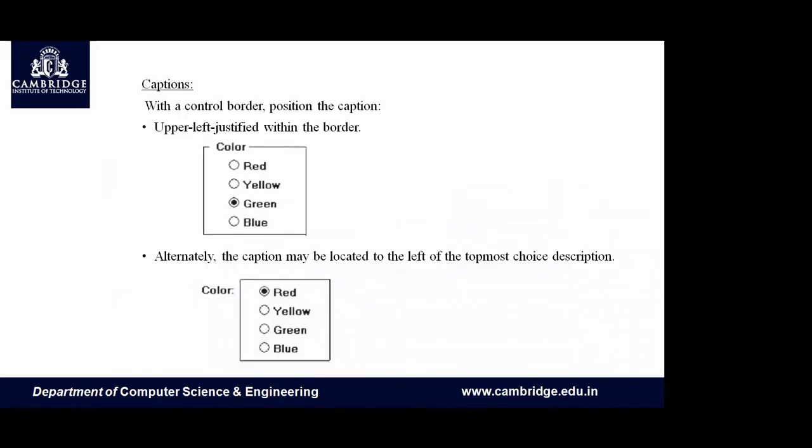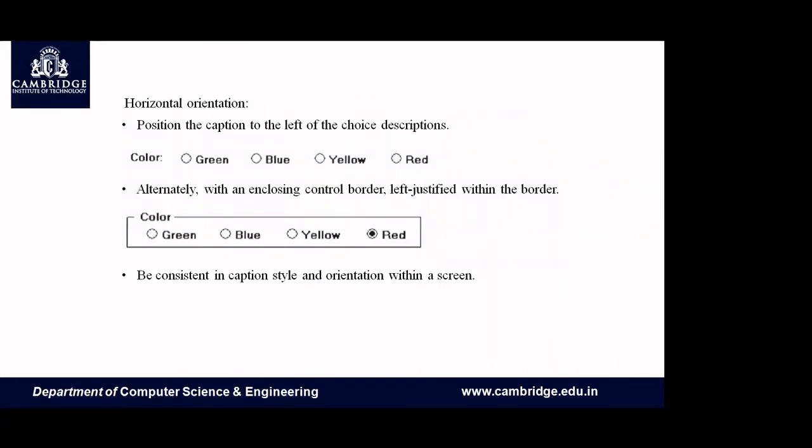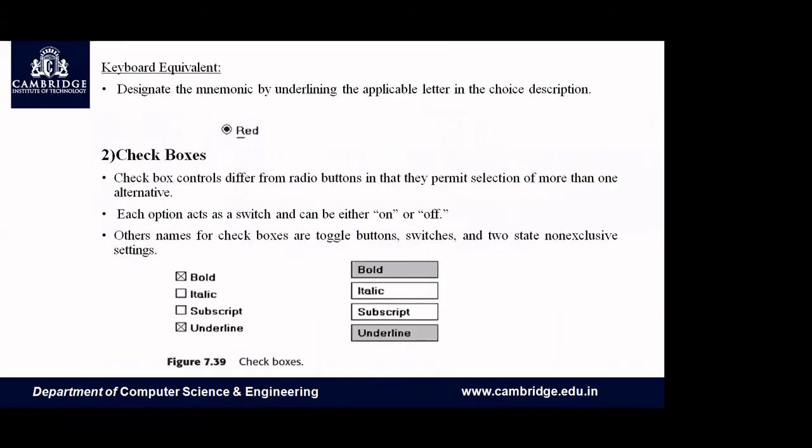Radio buttons become more flexible and more user-friendly with the help of captions. A caption is also called a description. We can give the description upper left justified or at the topmost of the border. If you give a caption, it becomes very easy for the user, as it tells what list is given below. Horizontal orientation, as I told, gives the best use of user space. Then the keyboard equivalents, as I told in the previous slide, are mnemonics, where we keep a mnemonic for everything and store it in that particular value.